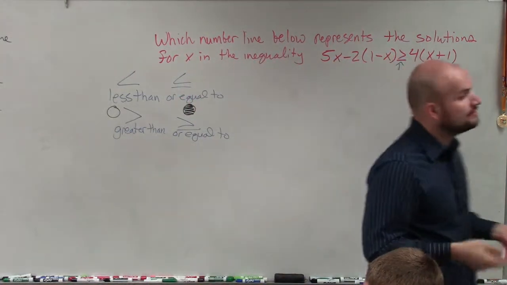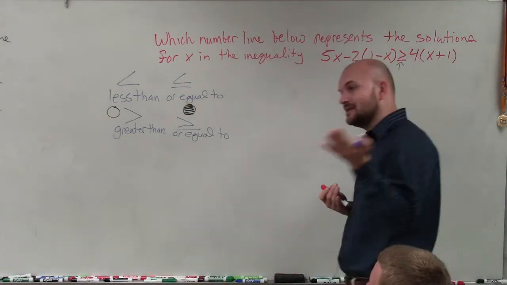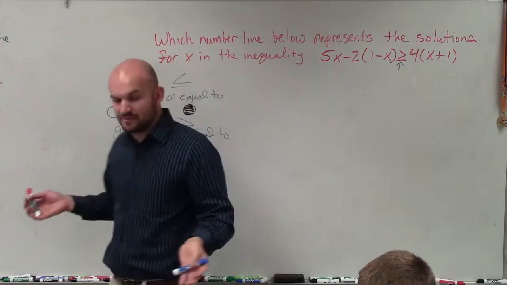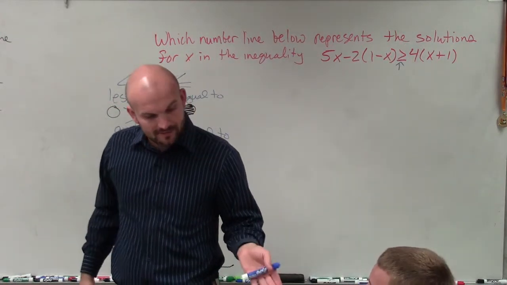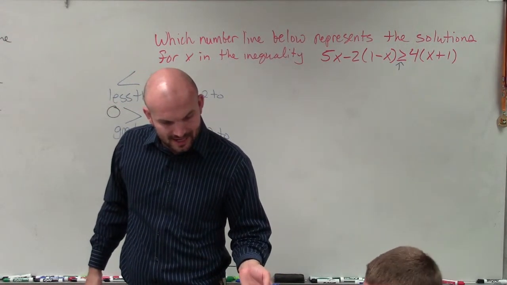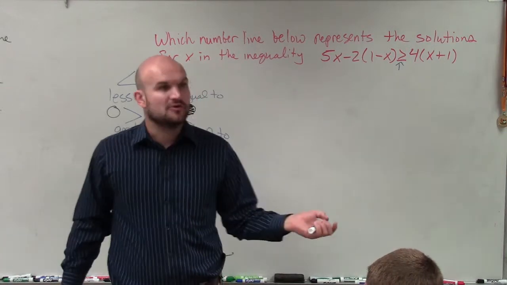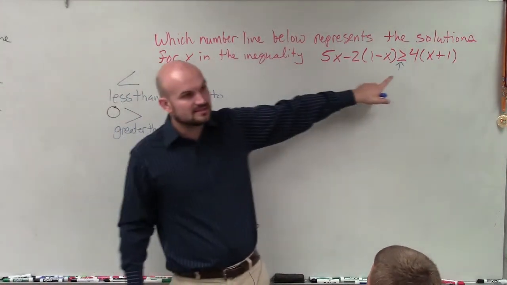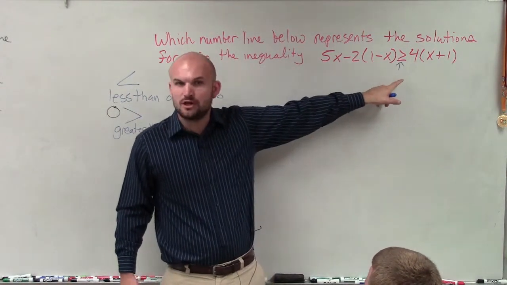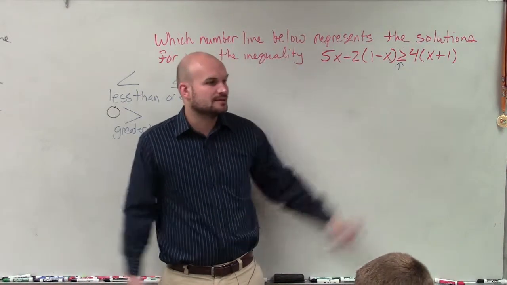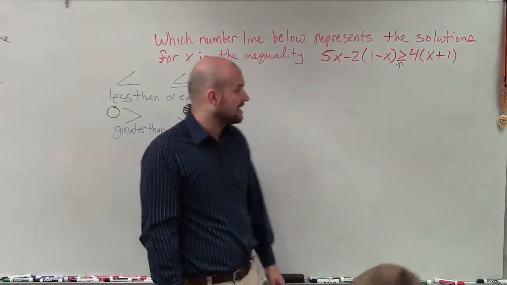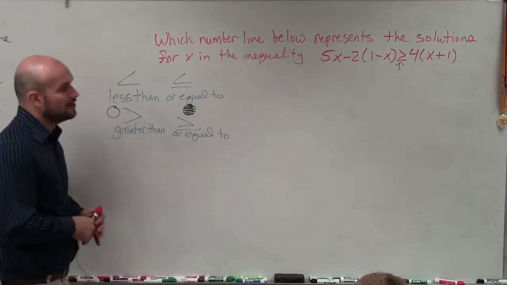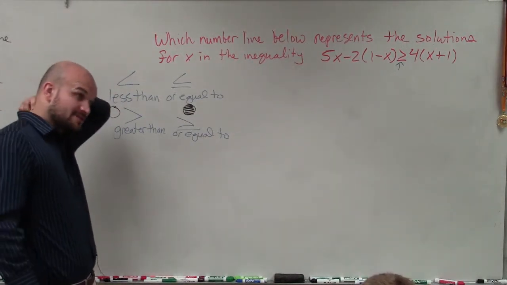So automatically, if you look at this and eliminate solutions that are not going to work, you can say that A and D both have open points. Well, this is a greater than or equal to, so it's closed, right? So obviously, we can eliminate A and D on our answers. The next thing is, between those two, we need to figure out what the solution is.